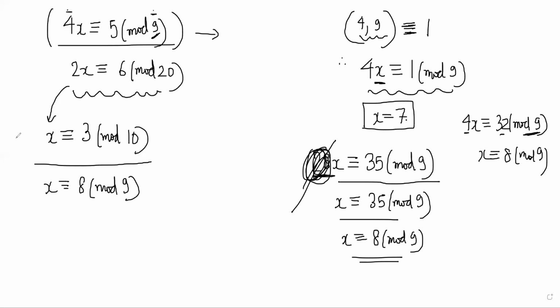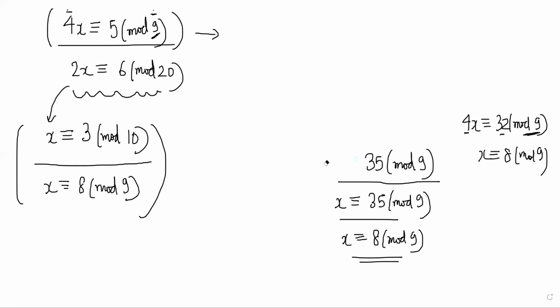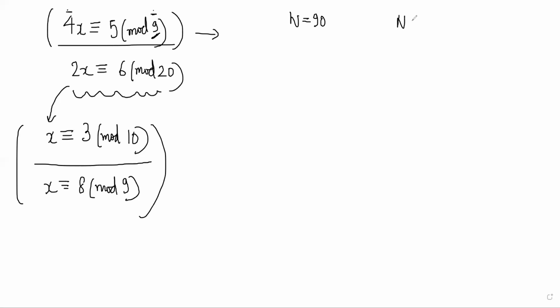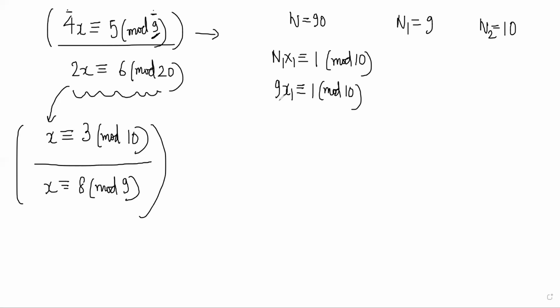Once you have this, it is in the form that you can do Chinese remainder theorem, right? So quickly we will do it. Capital N is 90, N1 is 9, N2 is 10. And let's find X1. N1 X1 is congruent to 1 mod 10, right? So 9 X1 is 1 mod 10. X1 is 9, and X2 is 1.